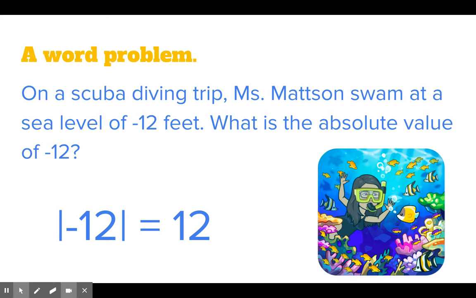Sometimes you get word problems, so I decided to pick a picture of me scuba diving, which is never going to happen, people. Not a water girl. But if I did, I would not swim very deep. So if I swim at a sea level of -12, that means 12 feet below zero, the sea level being zero. How would I write that if I was trying to figure out the absolute value of it? The absolute value of -12 would just be +12. So now I have a number I can work with. It's 12 feet below zero. That's equal to 12 steps.